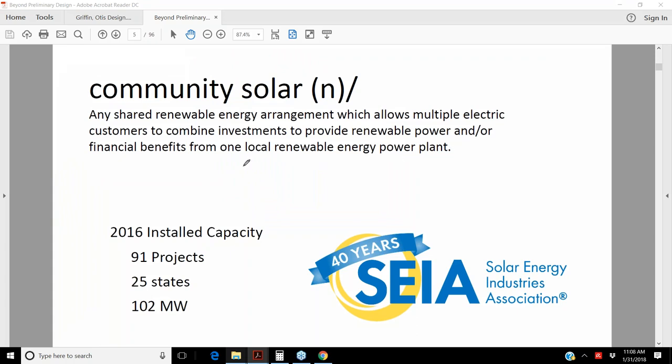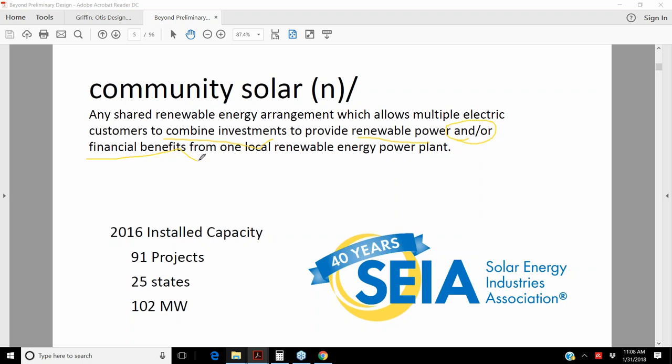And I think the most important words in this whole definition, actually two words, are "and or." So what is this saying? It says multiple people are combining investments and we're getting renewable power and or financial benefit. And so that's one thing you have to keep in mind, that community solar participants may not be receiving financial benefit for their participation.